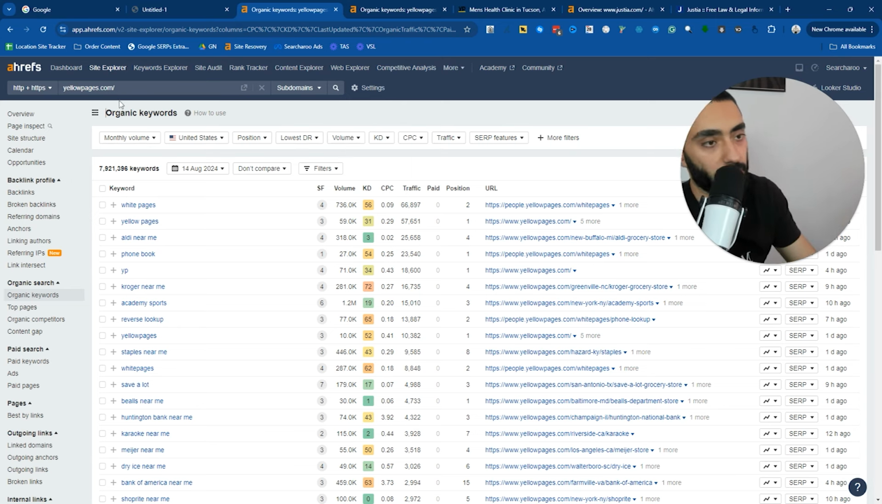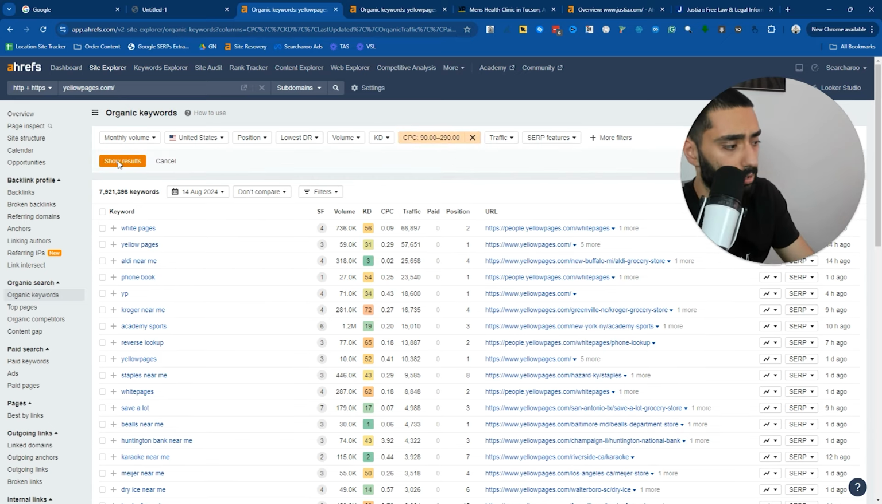So what I've done here is I've just headed over to Ahrefs. I've plugged in Yellow Pages because that's probably one of the biggest directories. And what you can then do is sort by cost per click. There's multiple ways that you can do this. You can sort by cost per click, so you can do something along the lines of anything from, let's say, $90 to, let's say, $290. You can obviously go higher, you can go lower.